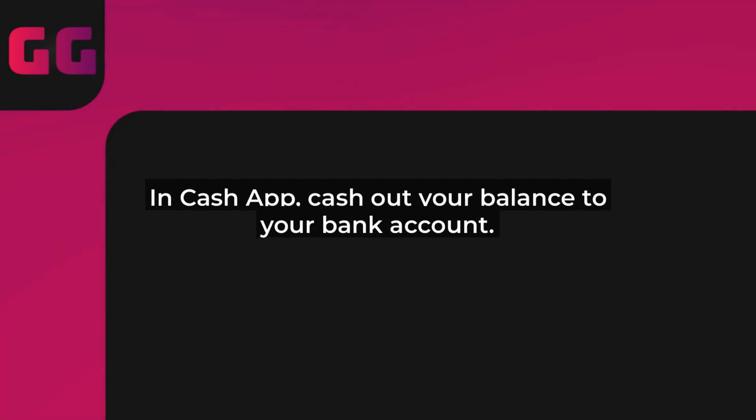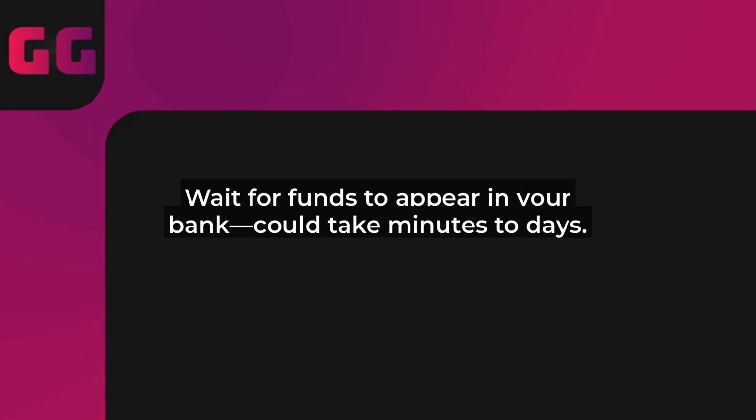Step 1. Open your Cash App and navigate to your balance. You'll see an option to cash out. Tap that, enter the amount you want to transfer, and choose your linked bank account as the destination. It might take a few minutes to a couple of days for the money to hit your bank, depending on your bank's processing time. Keep an eye on any fees. Cash App might charge a small one for instant transfers.